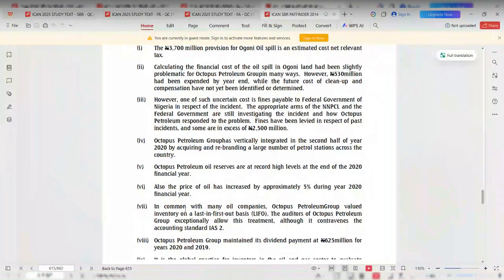So who can tell me the implication of this? What is the implication when the last goods we bought were the first ones we actually sold out? What will be the implication?